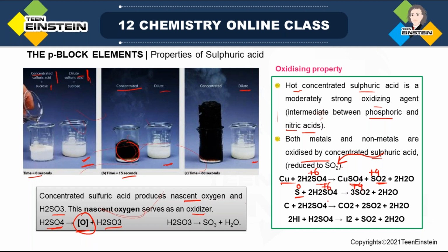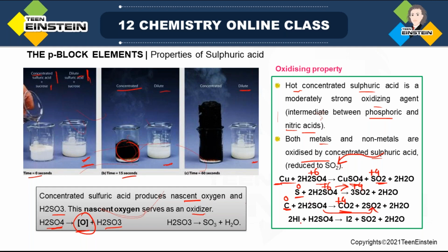But with respect to H2SO4, the sulfur present in H2SO4 has an oxidation state of +6. So with respect to H2SO4, from +6 to +4, this is a gain of electrons. So H2SO4 is reduced to sulfur dioxide, but sulfur is oxidized to sulfur dioxide. Third reaction, now this is a non-metal, because both metals and non-metals can react. So here we have an example of a metal, copper, then sulfur and carbon, non-metals. So carbon is oxidized to carbon dioxide. From 0 oxidation state, it is now +4, and H2SO4 is reduced to SO2.